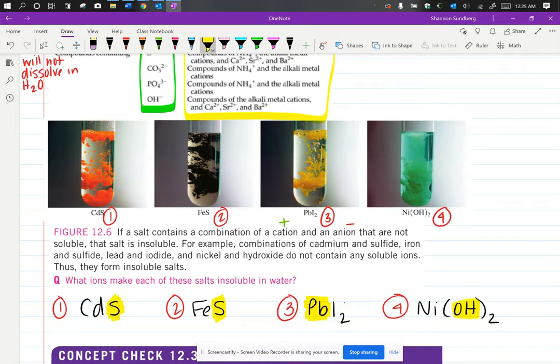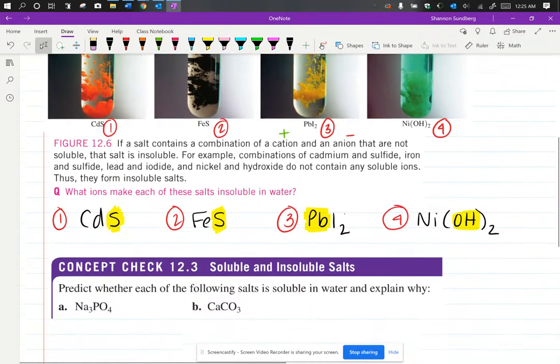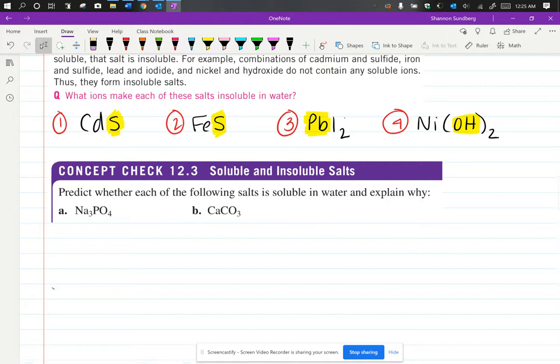If there was an exception to the rule, then it would be considered soluble and you wouldn't see chunky stuff. Okay? Even if you're not okay, I always have more practice for you. Don't you worry. So it says, predict whether each of the following salts is soluble in water and explain why.